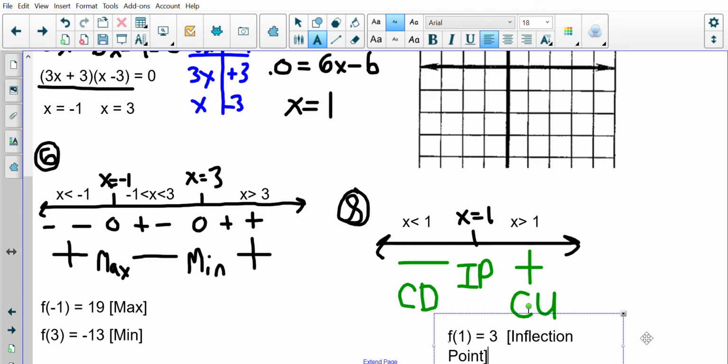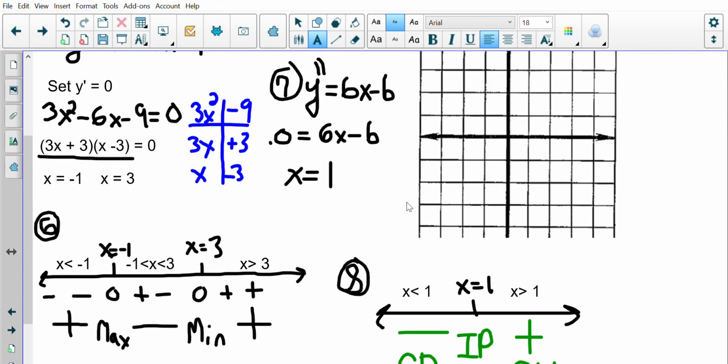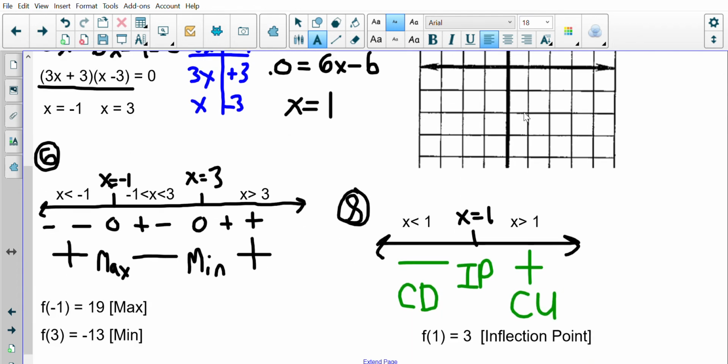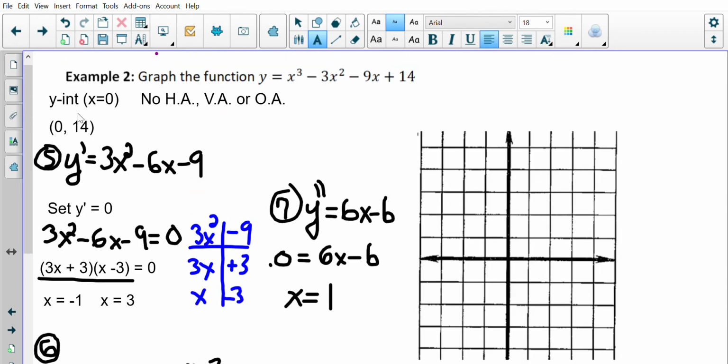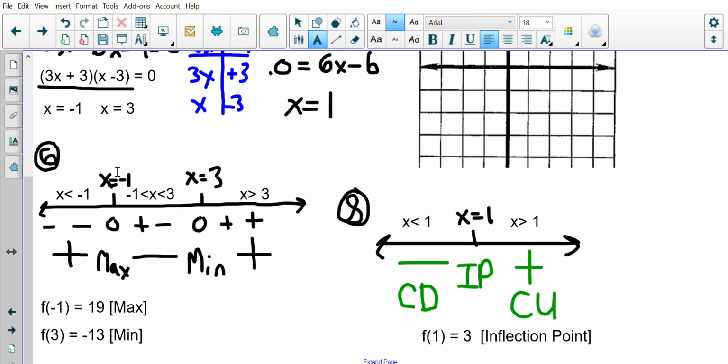Okay, lots going on here. All right, so now it's time to graph this. Now, what I have to do is pay attention to how high I go here, because I'm not going to be able to fit 19 and negative 13. And what else we got here? 0 and 14. So I got a high of 19, a low of negative 13.